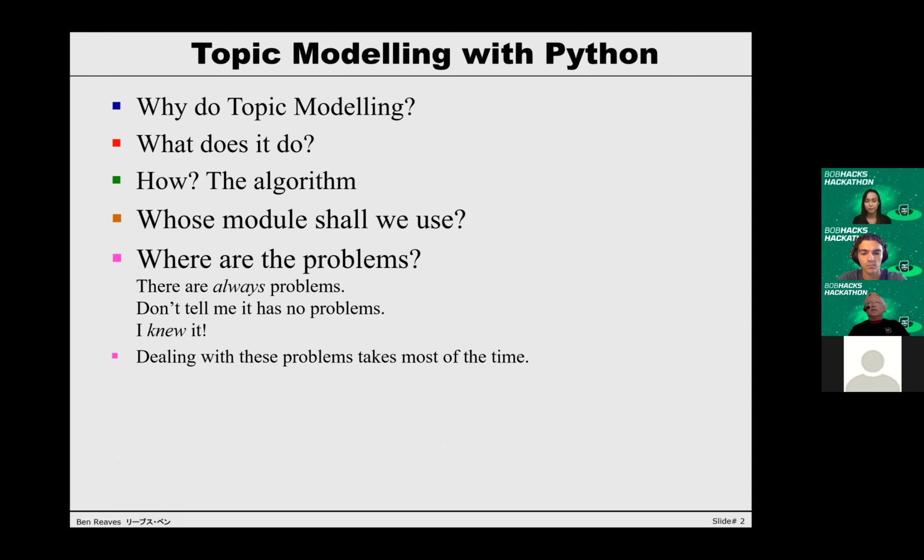We also want to talk about whose module we shall use. There are several different Python implementations of topic modeling, and I'll talk about the benefits and drawbacks of each one. And finally, I'll get into what the problems are. There's always problems. Don't tell me there's no problems. And one of the biggest ones is getting a lot of data. And dealing with these problems takes most of the time, actually.